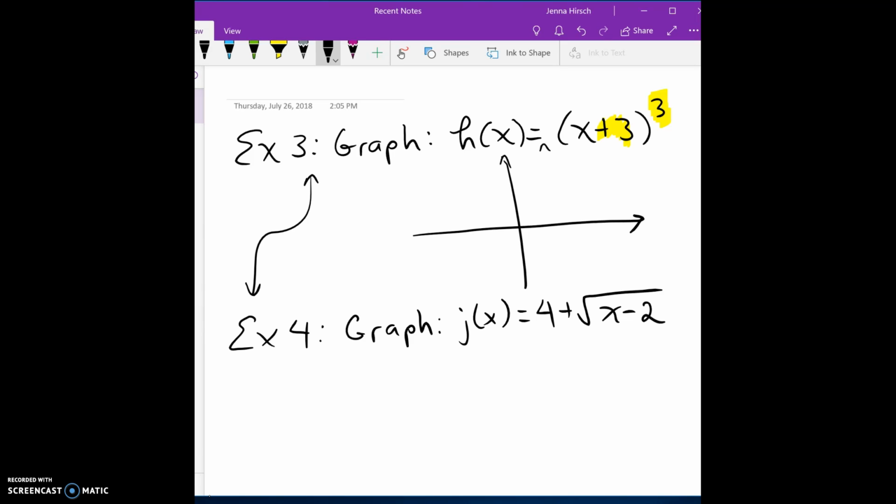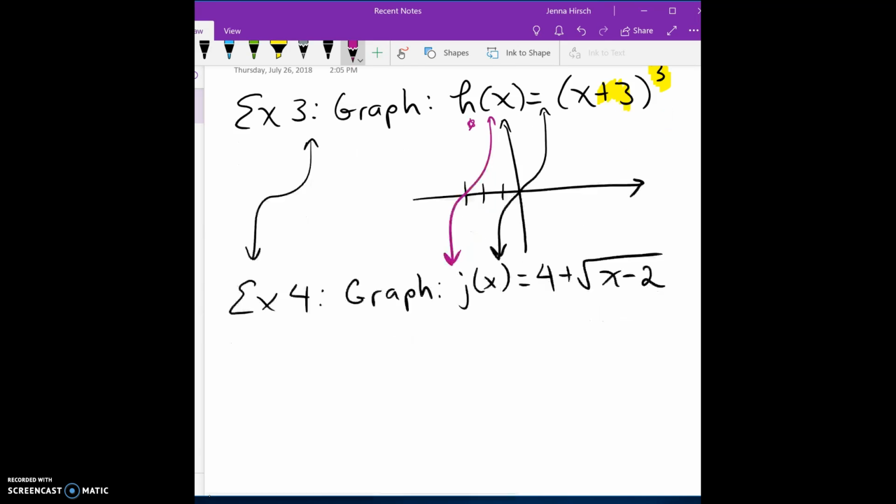So if the normal x cubed function looks like this, (x plus 3) cubed, and I'll write the answer over here in a red pen, is going to be that function shifted to the left 3 units. So the answer looks something like this. Again, our answer is this one over here in purple. Now let's take a look at example number 4.